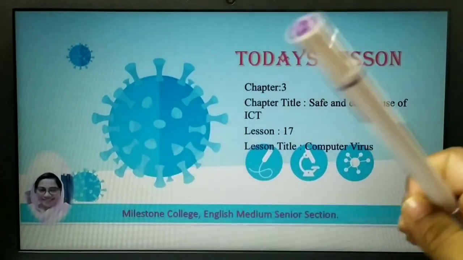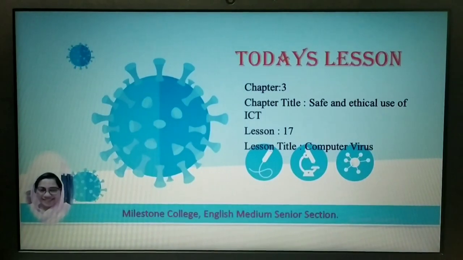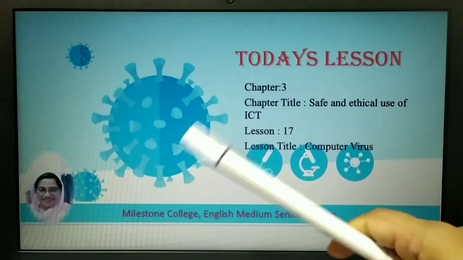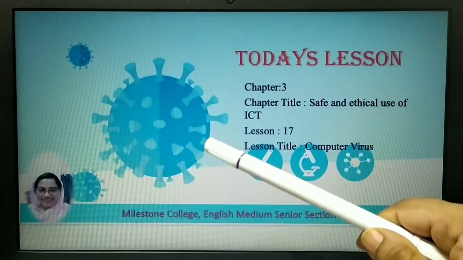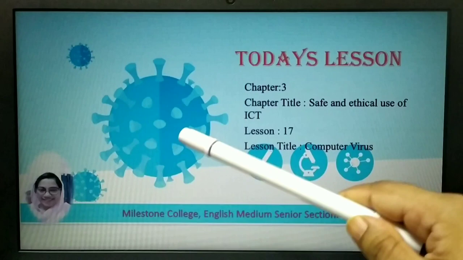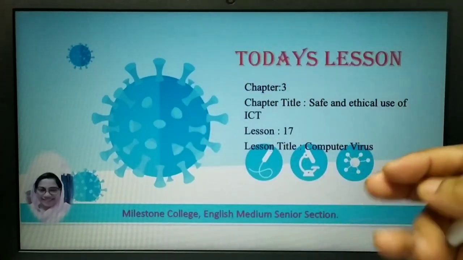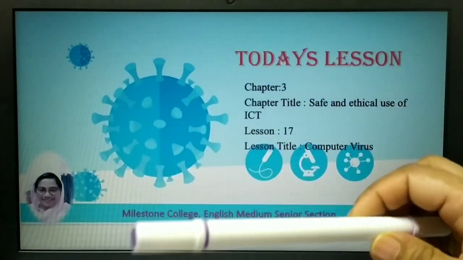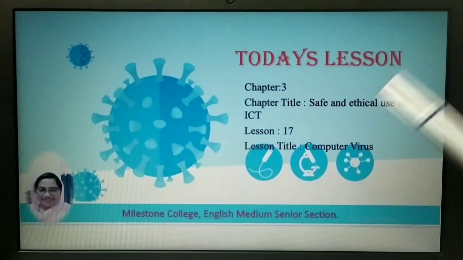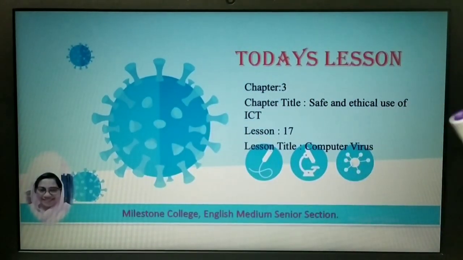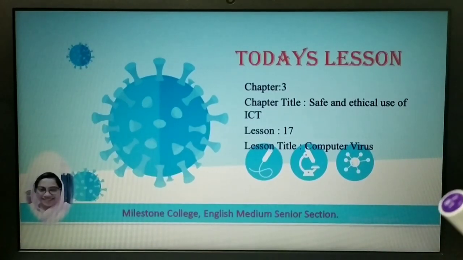this is virus hour. Because of this virus we are in a severe situation. So what is the name of the virus? You all know coronavirus, right? So it is a virus or a germ in our real life. Like that, in virtual life, in case of computer, there is also a virus, that is computer virus. So we will learn all about computer virus today. So hope you will enjoy the class.